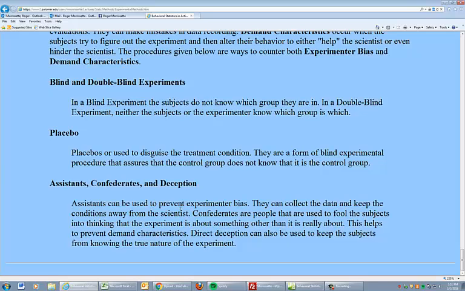So confederates are posers. They're actors who look like they're part of the study, but aren't really part of the study. And deception. We can outright lie to subjects to fool them, to think that the experiment is about something when it's really about something else.